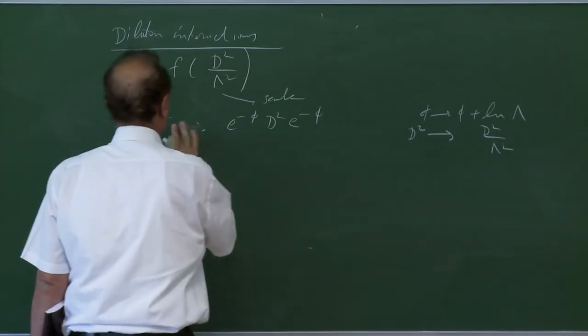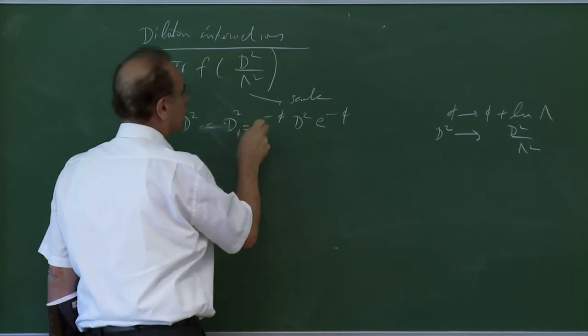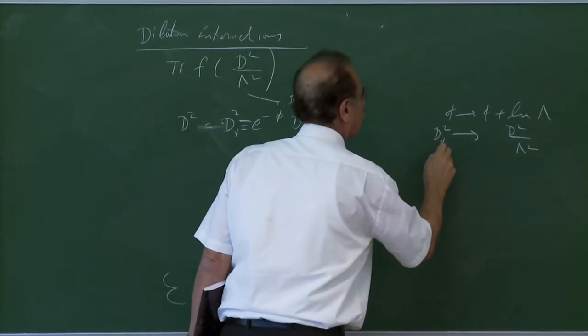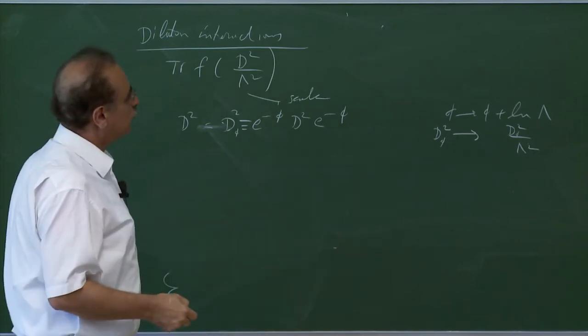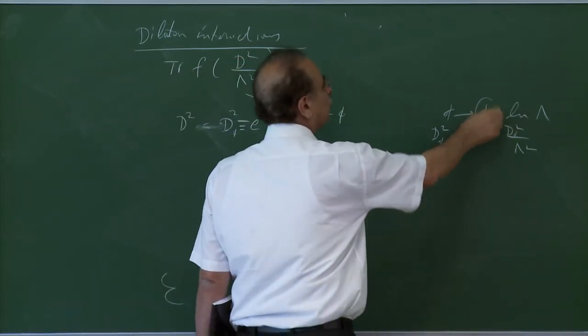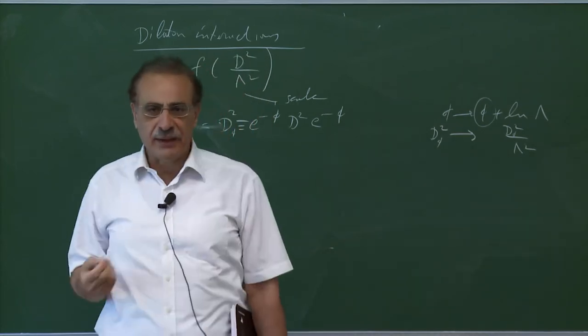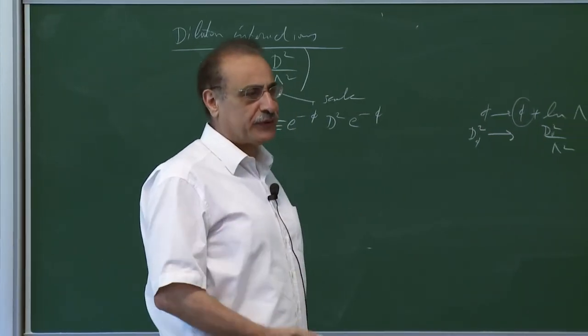So let me call it D phi. I define it this way. So it's natural to replace the scale, and you hope that the field phi is dynamical, and then it will get some expectation value, since it's the only scale.